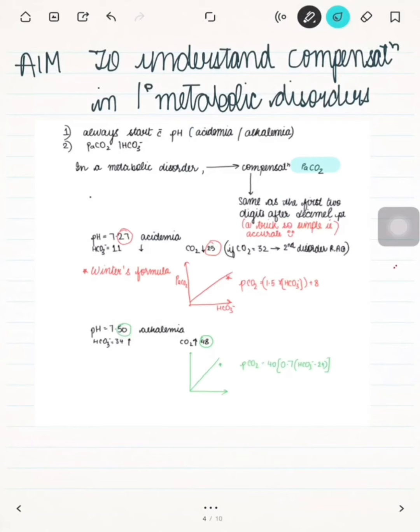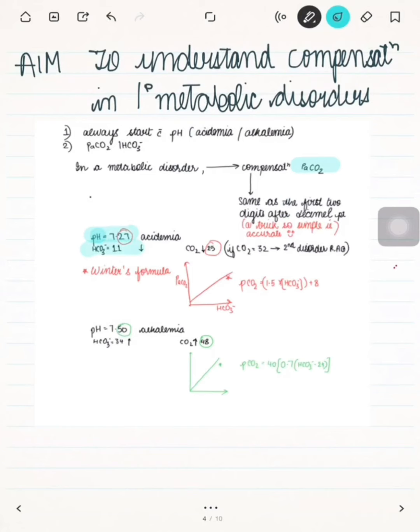So step 1 is pH. The pH is 7.27, which means less than 7.35. That is, there is acidemia. Next we look at whether this acidosis is due to bicarbonate or due to carbon dioxide. We see that carbon dioxide is low, which will not cause acidemia. So the primary disorder here is because of bicarbonate, which is decreased. So there is metabolic acidemia.